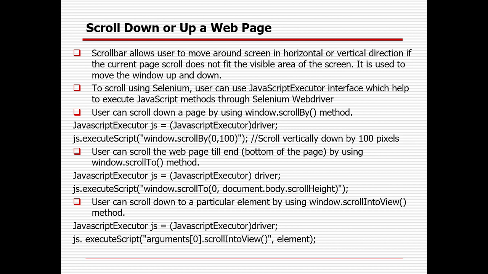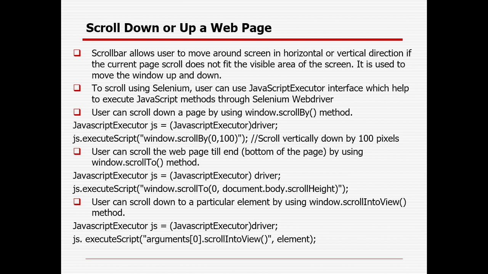The scroll bar allows the user to move around the screen in a horizontal or vertical direction if the current page does not fit the visible area of the screen. It is used to move the window in an upward or downward direction. We can shift the scroll bar to the right or left, or up and down. To scroll using Selenium, the user needs to use the JavaScript executor interface. This interface is already available in Selenium WebDriver.